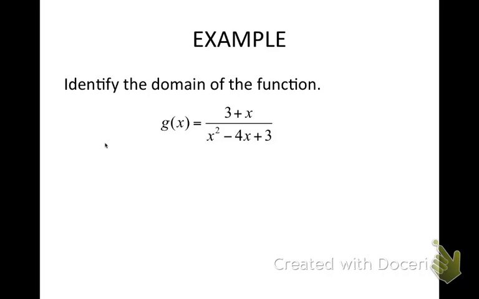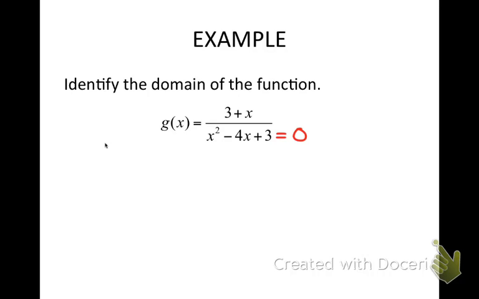All right, so now we have g of x is equal to (3 plus x) all over (x squared minus 4x plus 3). I'm asked to find the domain. So again, to find the domain, the only thing I care about is the denominator. Eventually we are going to care about what's in the numerator, but for now, with just domains, all I care about is that denominator. So I'm going to set that equal to 0.